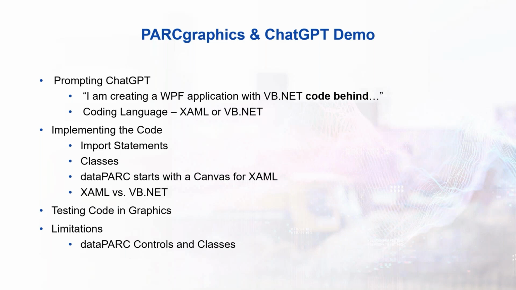The limitations are ChatGPT is not aware of dataPARC's controls and classes. So you can't ask it things about PV text block. You can't ask it things about our specific controls. So you can use other controls as examples. For example, if I want to move a PV text block around, don't tell ChatGPT you're moving a PV text block. Just tell ChatGPT you're moving a text block. The code will almost always be useful and applicable that way.